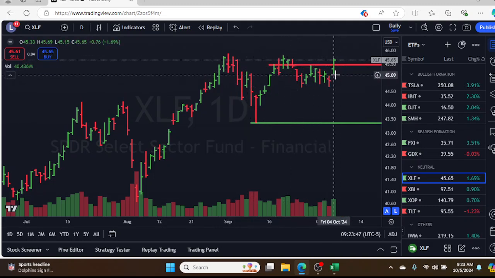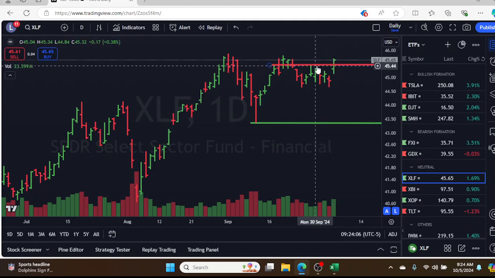We were short, but you see, this is the wonderful thing about the model. Bam. This is a nice bar right here. This took out the high right here. We're now flipping to neutral. It also flipped the price trend to bullish. And this is as most bullish of a candle as you can get.